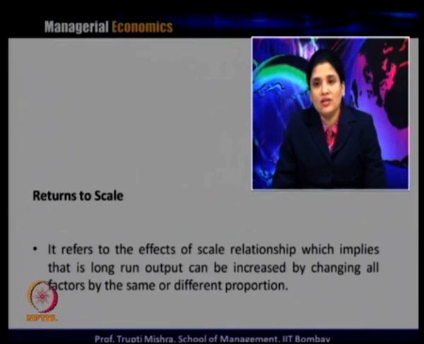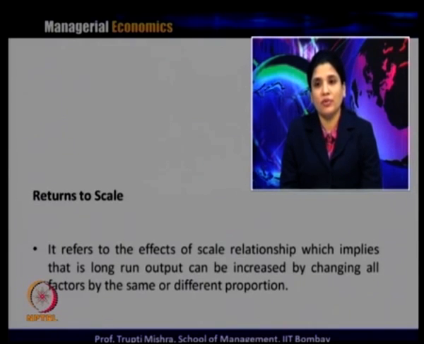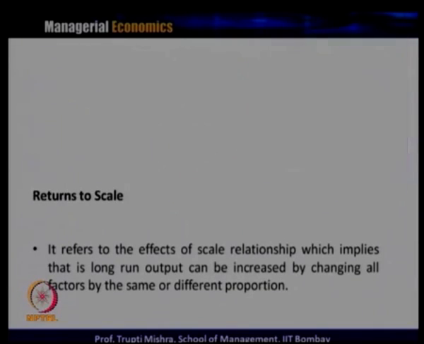That is one way to understand this, and the other way to understand this is, if both the inputs increase by the same proportion, what is the proportionate change in the output, and when both the inputs change in a different proportion, what is the different outcome on the output. So basically this is a scale relationship which implies that the long run output can be increased by changing all the factors by the same or different proportion.